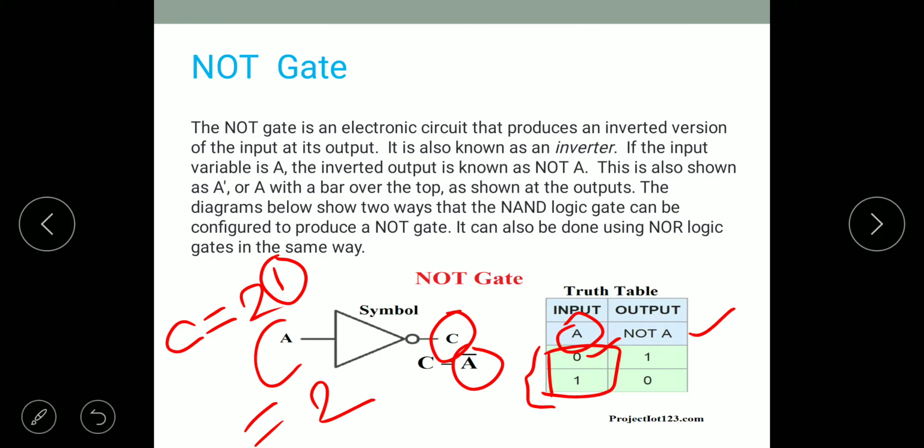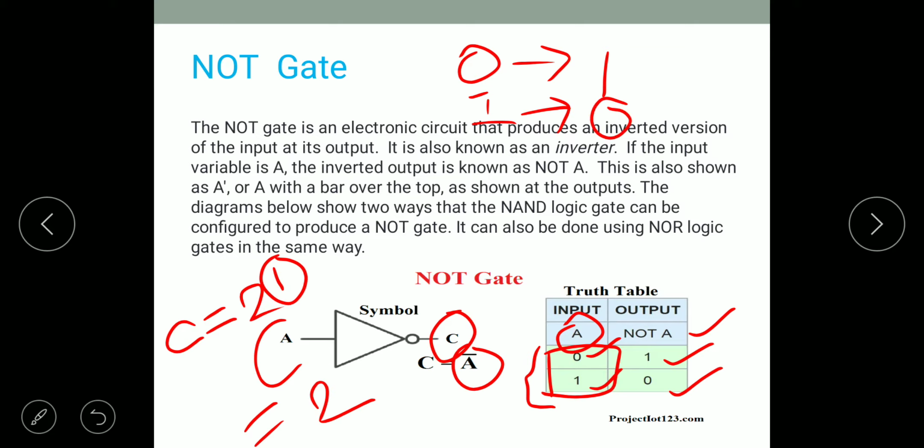That is nothing but the inversion of that input. So if we provide 0, then the output is not A, that is nothing but 1. That is the inversion of 0 is 1. And if we provide the input 1, so it is not 1, then the output is 0. It provides the inversion of that input. If we provide 0, it gives us 1 as output. Then if we provide 1 to the NOT gate, it provides 0.